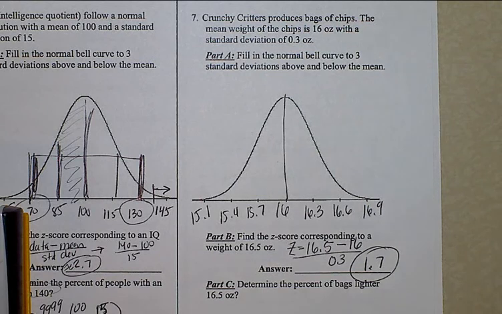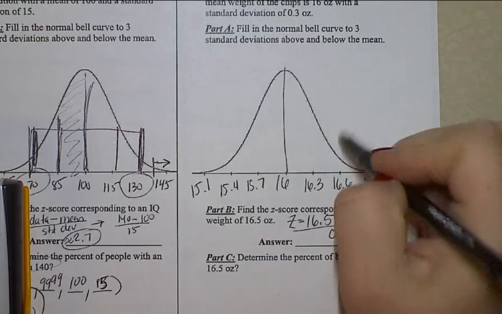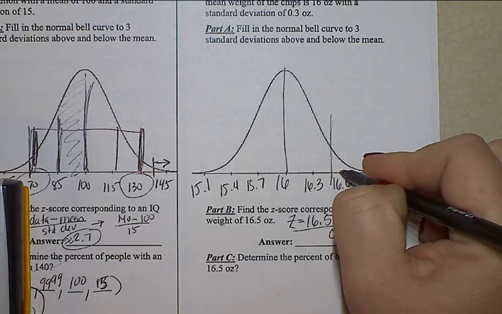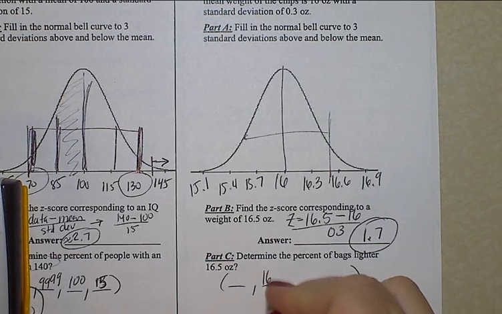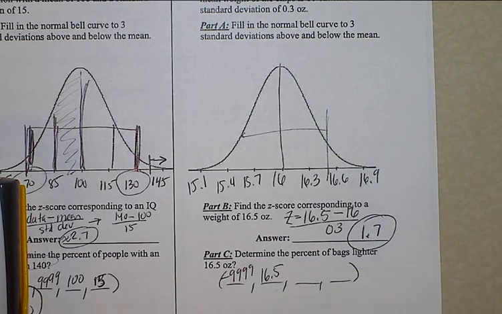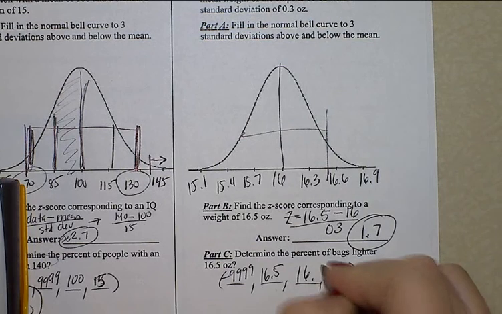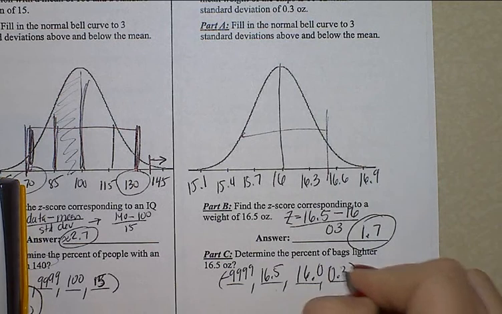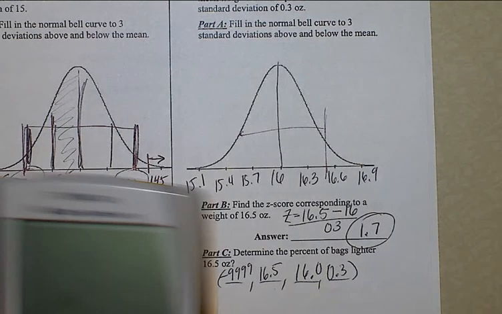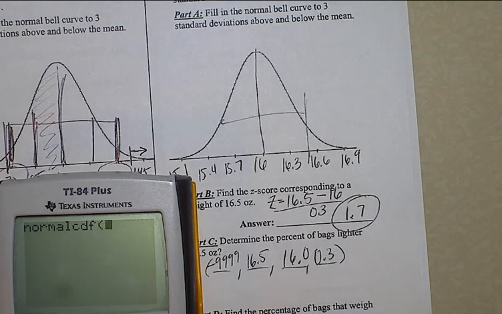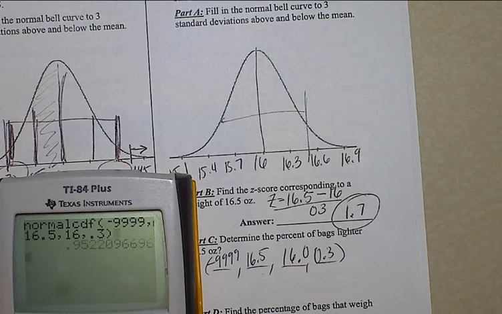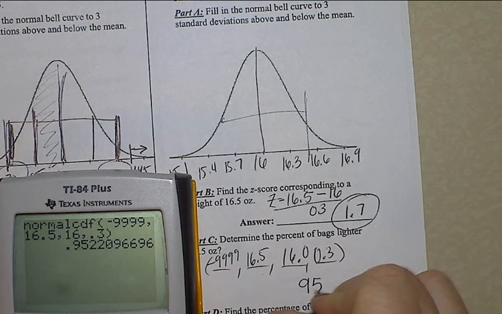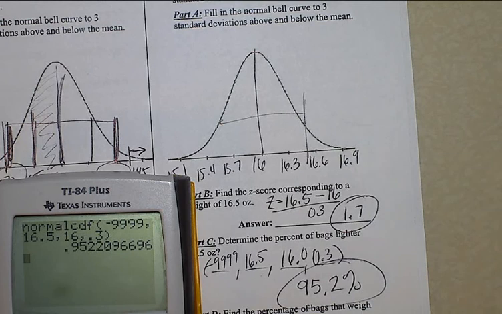Determine the number of bags that are lighter than 16.5. Well, 16.5 is somewhere in here, but it's not on a column. So I want to know the bags that are lighter than that. 16.5 is my top number. I don't know a bottom number. Negative 9999. I do know what the mean is and the standard deviation. Rounding it to the nearest tenth of a percent. Again, if it doesn't tell you what to round to, I will tell you tomorrow.